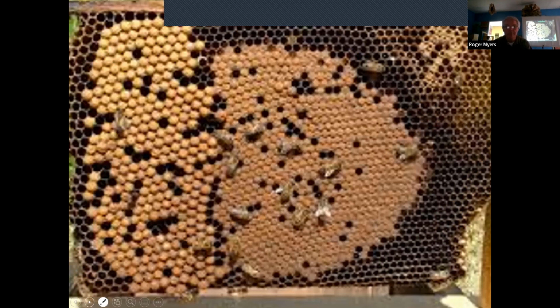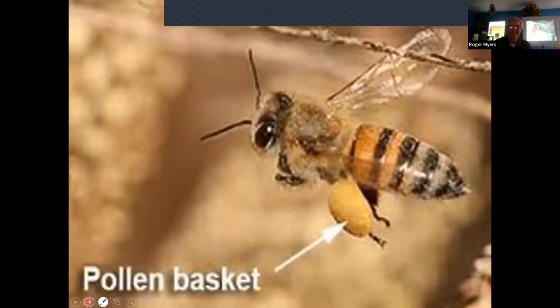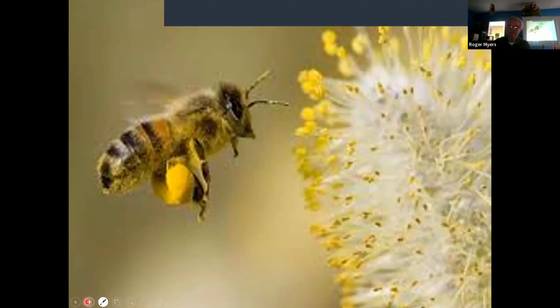This is worker brood on the right, make sure your right's my right, and drone brood on the left. Jake talked about pollen on the bee. Here's a bee flying with pollen. We stole the same picture.